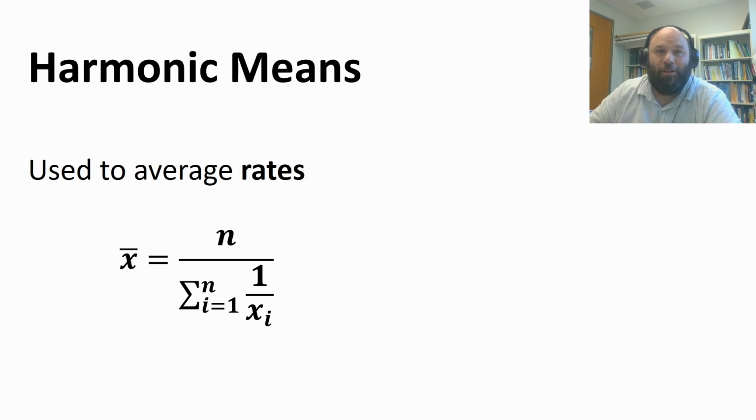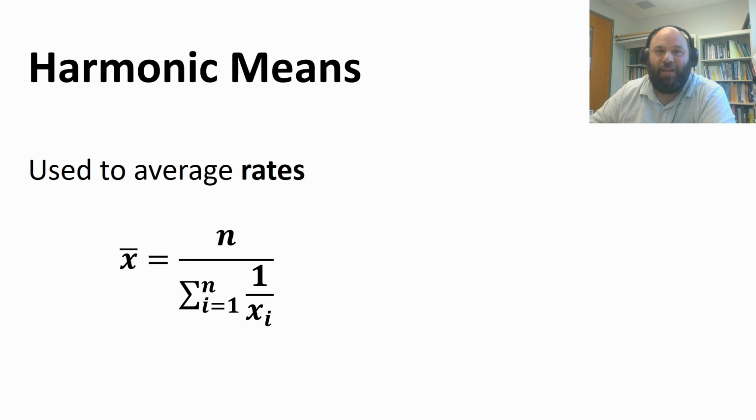In this video, we're going to look closely at harmonic means. We're going to do a quick example to explain what that formula means, and then we'll see how to calculate harmonic means in Excel. So here's the important thing. Harmonic means are used to average rates. So what's an example of a rate?